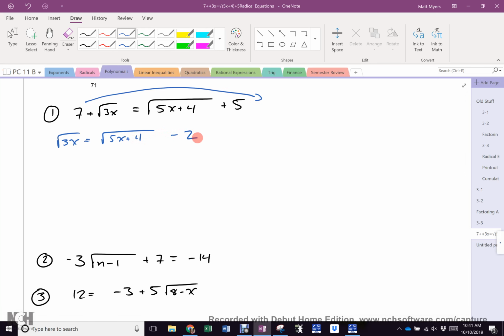Now, should I check my restrictions now? I could. Doesn't really matter. If I check them now, x has to be greater than or equal to 0, because that covers this one. Because anything less than 0, that's going to be negative. And 5x plus 4 has to be greater than or equal to 0. So 5x has to be greater than or equal to negative 4, and x has to be greater than or equal to negative 4/5.